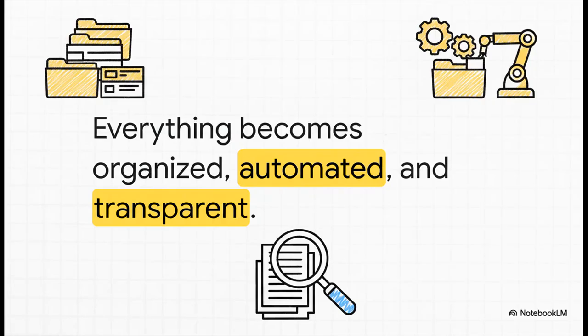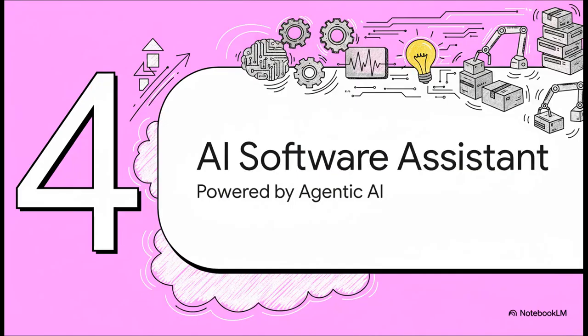And the whole point is to make everything organized, automated, and just transparent. I mean, just imagine it. No more digging through old emails, no more bugging colleagues trying to figure out who has what license. It's all just right there, exactly when you need it. Okay, but here's where things get really, really cool. What takes this whole new approach to the next level is AI. Let's talk about what it's like to have an AI software assistant.